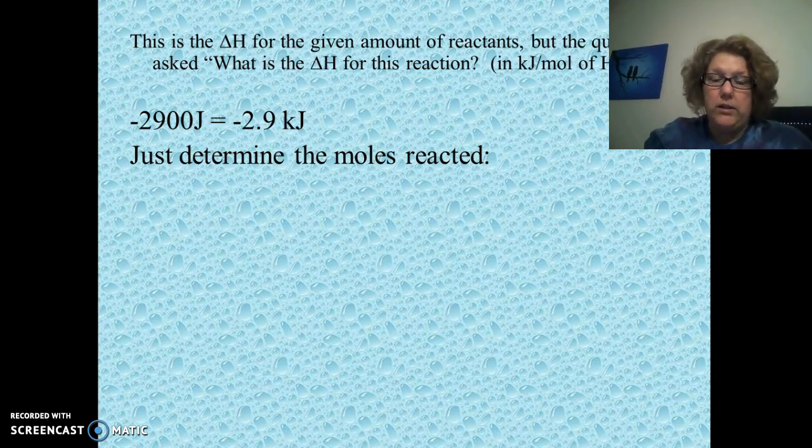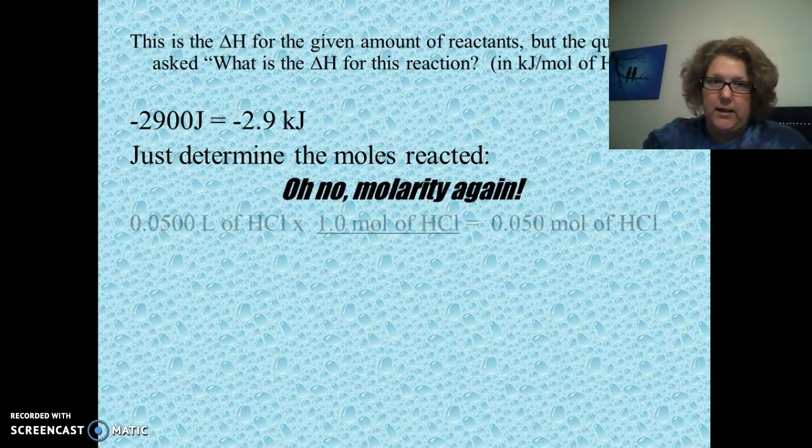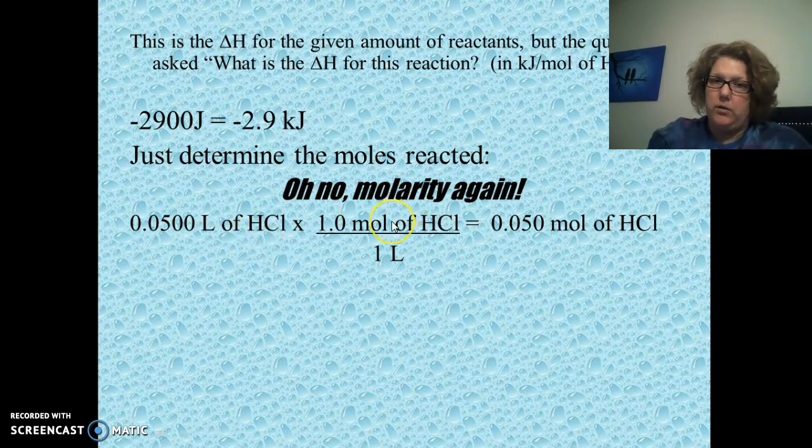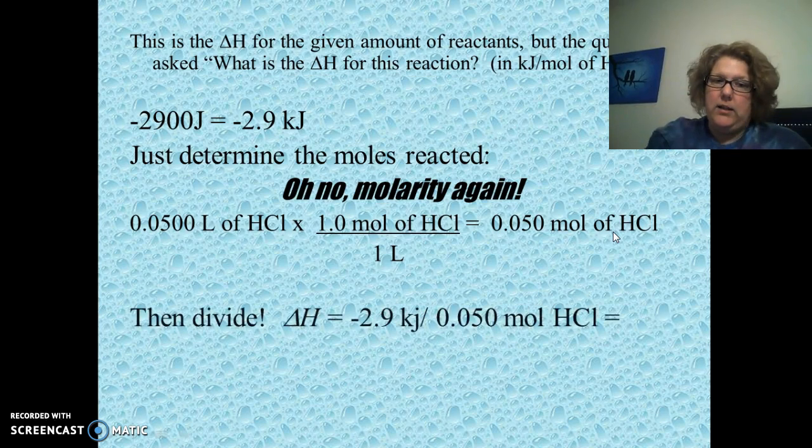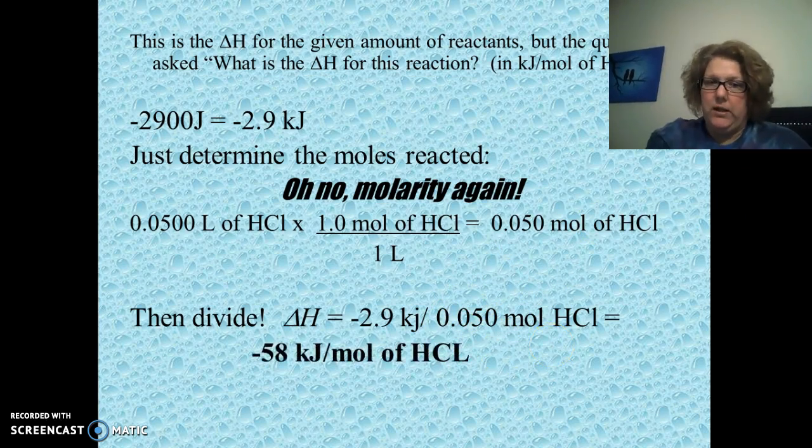And now we need to figure out how many moles of hydrochloric acid were used. So, oh no, we have to do a molarity problem again. We know that there was 500 milliliters or 0.05 liters of hydrochloric acid used, and it was 1 molar. So, because it's 1 molar, there's 1 mole of HCl per every liter. We didn't use a whole liter, we only used 0.05 liters, so that works out to be 0.05 moles of HCl. So now I take my delta H in kilojoules and divide it by my moles of HCl to get the kilojoules per mole. And it's 58 kilojoules per mole of HCl is the enthalpy of this reaction.